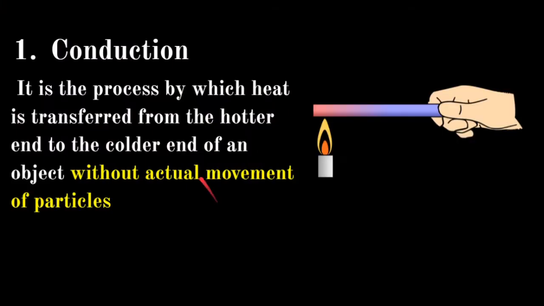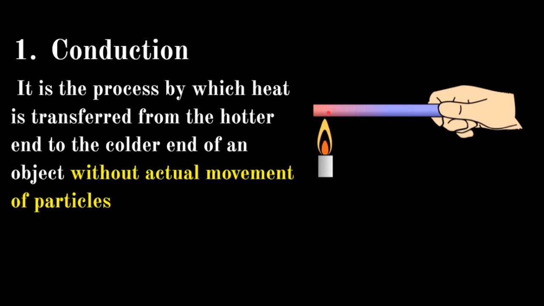Let us see the first, conduction. It is a process by which heat is transferred from the hotter end to the colder end of an object without the actual movement of the particles. When we heat one end of a metal rod, the particles of the rod at this end start vibrating faster. These faster moving particles collide with the neighboring particles and pass on some of their energy to them.